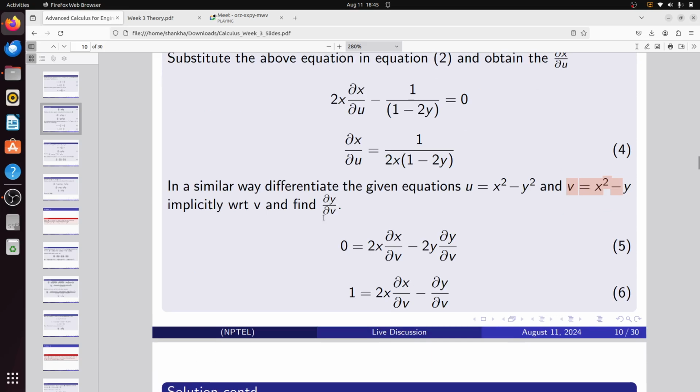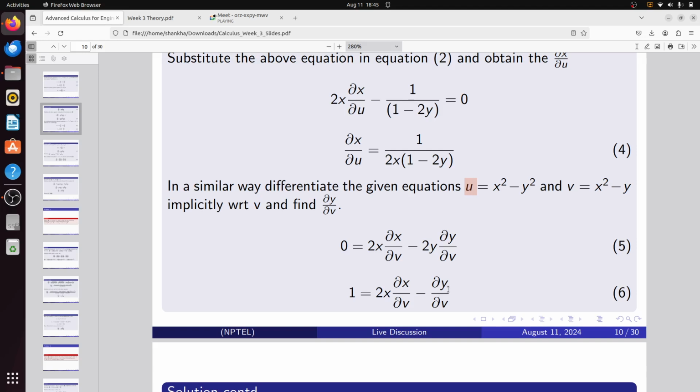Now see, u is equal to x square minus y square. When you take the partial derivative with respect to v, you will get 2x. This term will vanish because u is independent of v. You are taking the partial derivative with respect to v. So 0 will be 2x del x del v minus 2y del y del v, and for v, you take the partial derivative with respect to v, equal to x square minus y, 2x into del x del v minus del y del v.